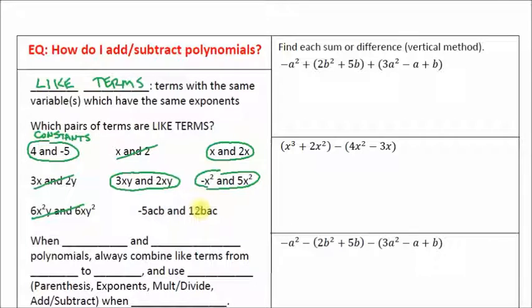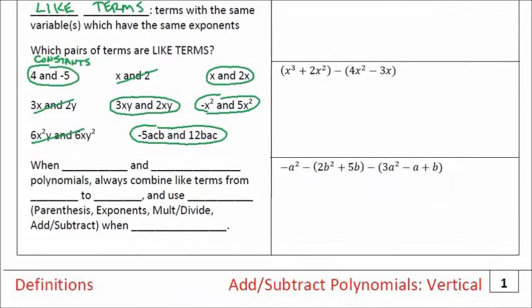This has an a to the first power, c to the first power, b to the first power. These two terms have the same variables, and each variable has the same exponent for the two terms, and that means they can be added and subtracted. All right, let's continue on here then.